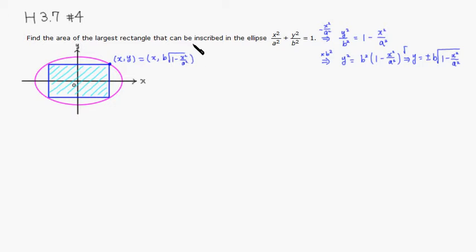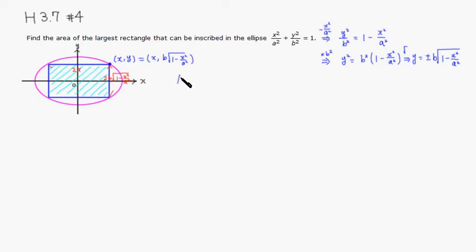If you want to find the area, we can see that the length here is twice as much as x, so this is 2x. And the length here is twice as much as this, so it's 2 times b times the square root of 1 minus x squared over a squared. So to find the area, all you really have to do is base times height.